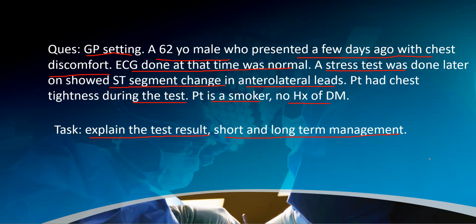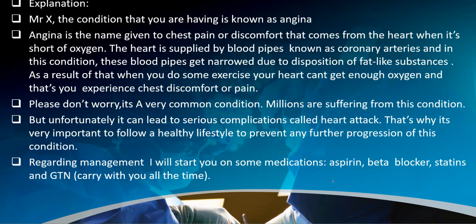So this is nothing but angina management. This patient is not having acute MI, so you don't need to follow the MI protocol here. This patient had a stress test done. During that time, ECG showed ST segment change, which means this patient has ischemic heart disease, or you can say unstable or stable angina. So the patient is mainly having angina. An angina patient is at high risk of having MI if you don't manage this patient. Now your task is to explain the test result, and give the short and long-term management.